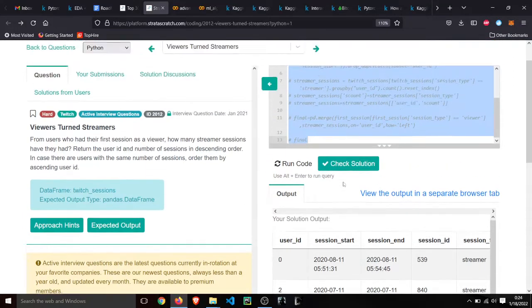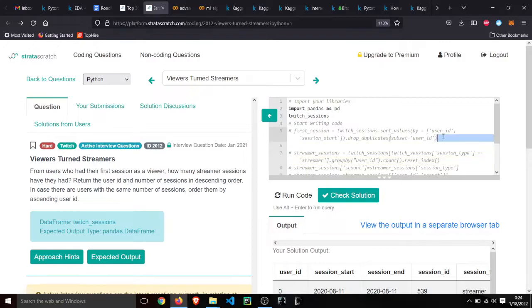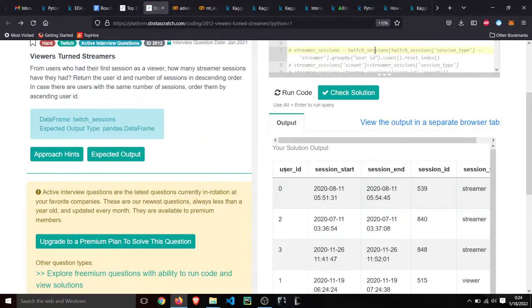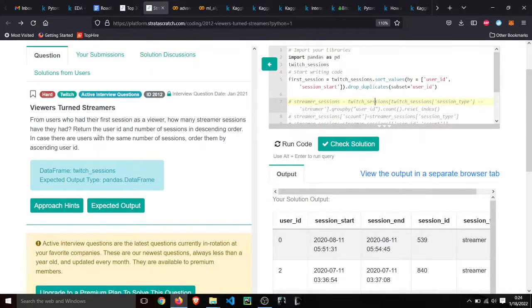Okay, so first let's do that. We can do that by using this command, right? We're gonna sort values by user ID and session start, and then we're gonna drop the duplicates. Now we have the first session for a particular user, and that session can be either a stream or a view. Okay, let's see what else we want. We need to return the user ID and the number of sessions. So now let's find out how to find the number of sessions for a particular user.